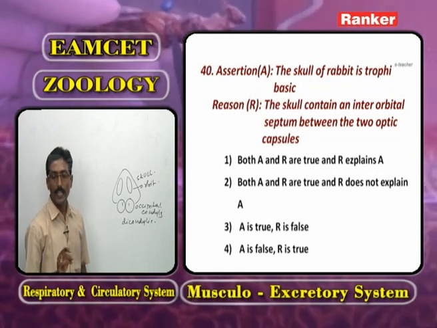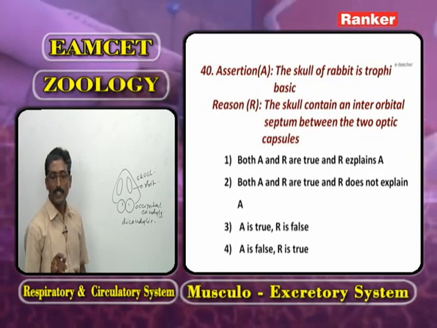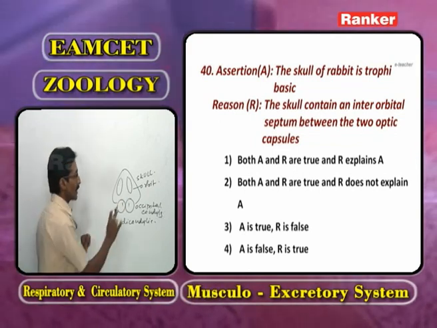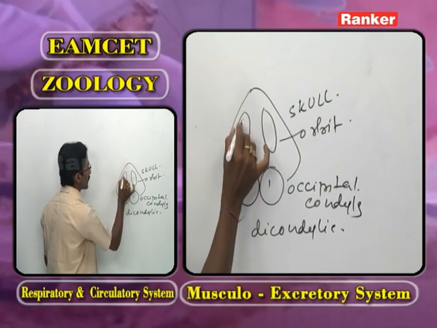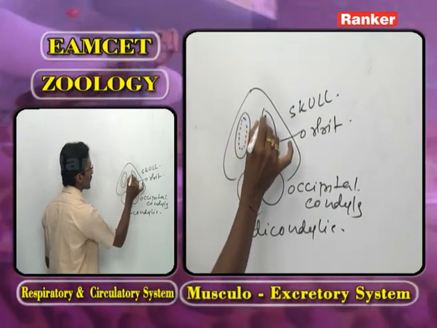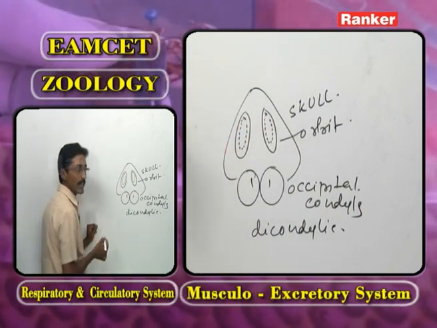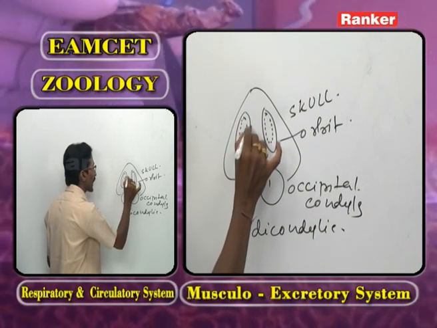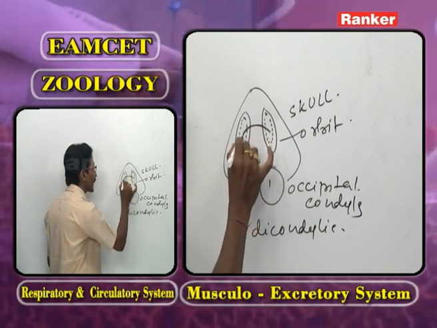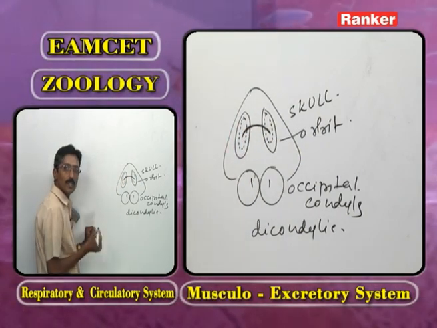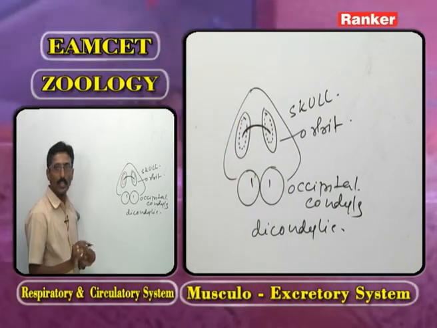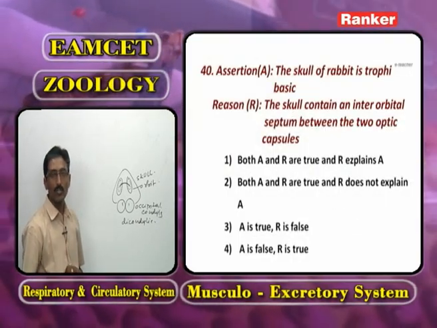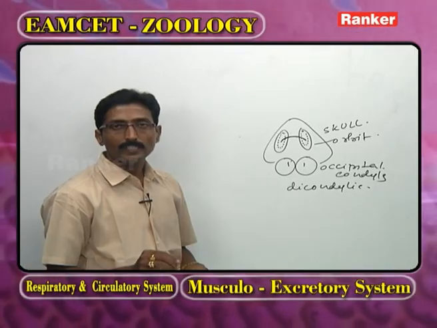Reason: the skull contains an interorbital septum between optic capsules. Now this is the orbit. In the orbit, the optic capsule is present. The dotted line indicates the optic capsule. The optic capsules are connected by the interorbital septum. So the skull we call tropibasic skull. We have to discuss the remaining in the next class.